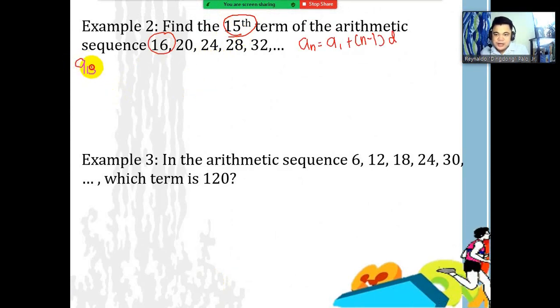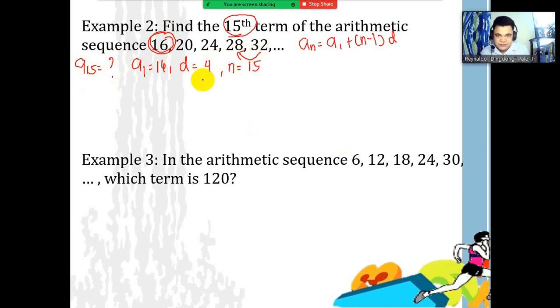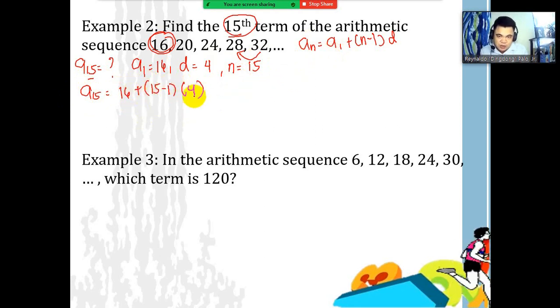We are looking for a sub 15. So before we can solve for a sub 15, we need the given values. Here we need a sub 1, which is the first term, 16. And then we need the common difference as well. 32 minus 28 is 4. And n is 15. So whatever is the unknown value, in this case a sub 15, therefore the number of terms that we're talking about is also 15. Then the next thing is substitute the values. A sub 15, which is the unknown term, equals a sub 1, 16. We are just following the formula. Plus n, 15 minus 1 times the common difference of 4.